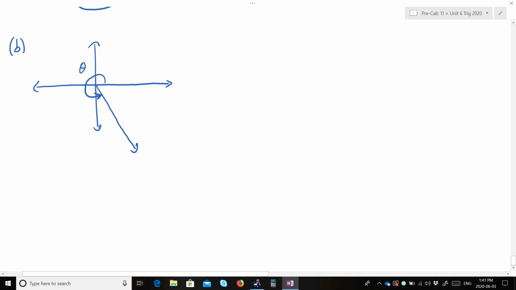Okay, and we finally get to 11b, which is the same type of question. The angle is like that. It's going through the point (5, -12). And of course, this is the reference angle, theta reference. So x is equal to the x-coordinate, y is equal to the y-coordinate. We need to figure out r.